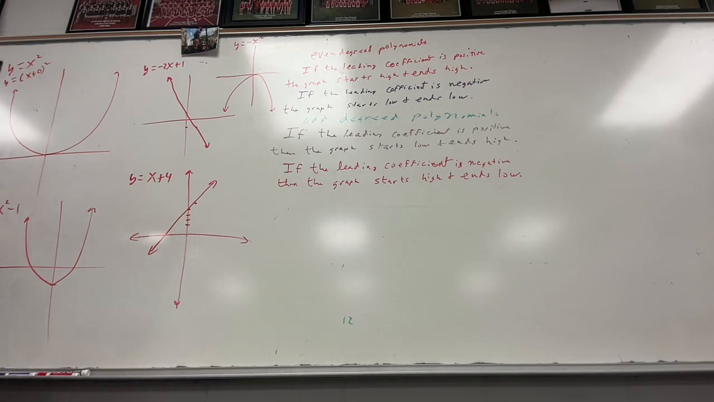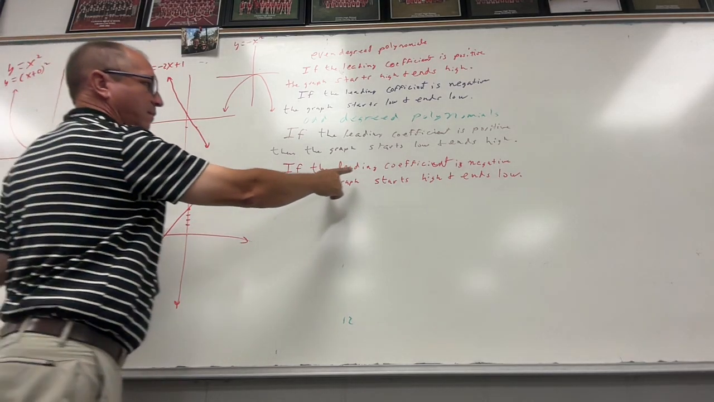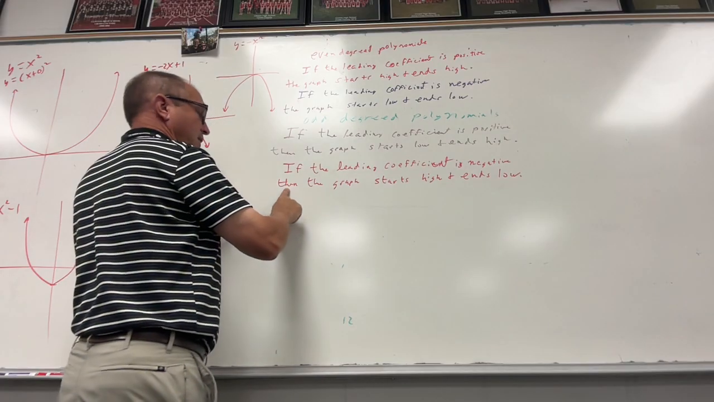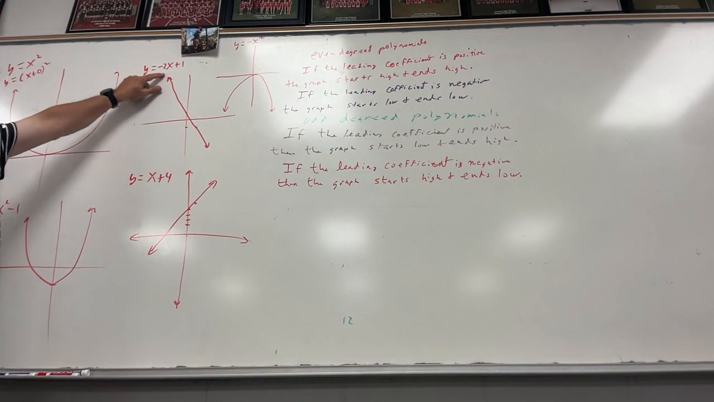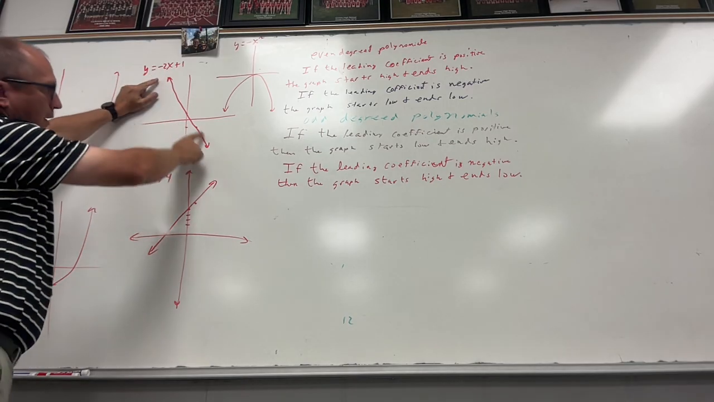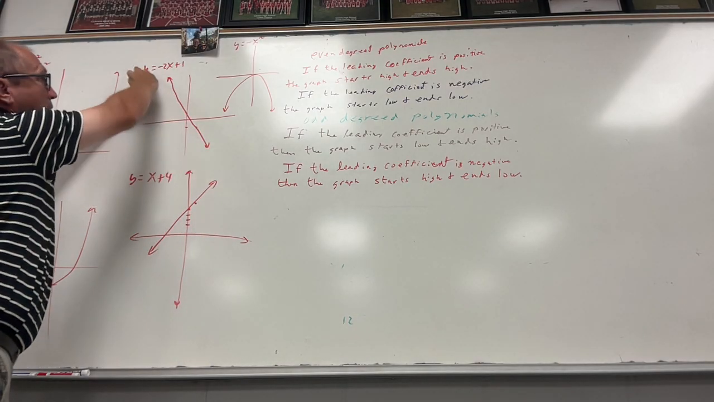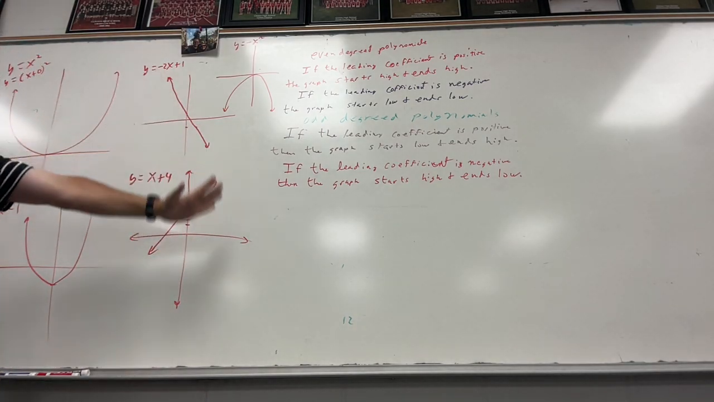So what are we seeing here? Well, we've got a negative leading coefficient. The graph should start high and end low. Well, what does it do? It starts up here high, right? And it comes down and ends here low. Going left to right, it drops.